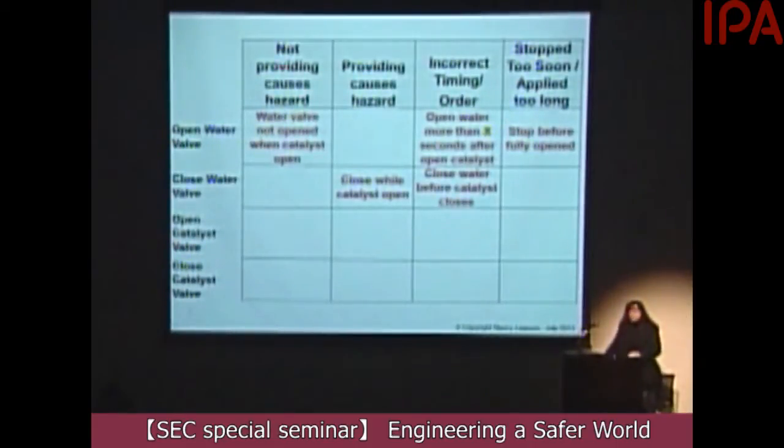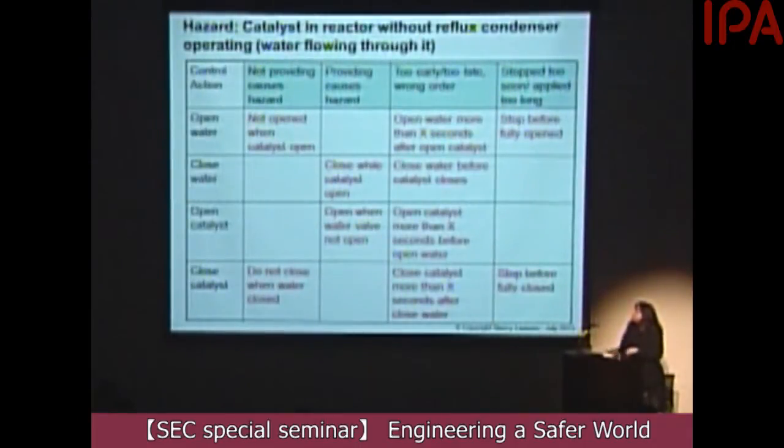And you just learned how to do half of STPA. Not very hard. And we can fill in this whole table. So for example, open the catalyst valve. We open it when the water valve isn't open. Or down here, close the catalyst valve. We don't close it when the water has been closed. Some of this is a little redundant, but it doesn't matter. Redundancy doesn't hurt. It's missing things that hurts.